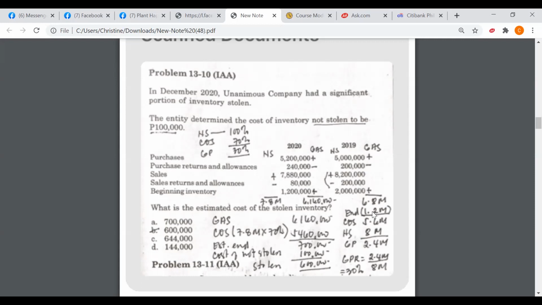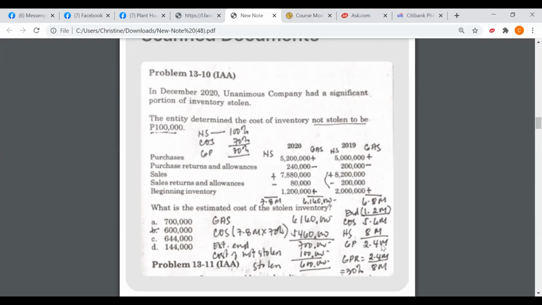Ending, where do we get this ending? Again, your ending of the first year is the beginning of the second year. So we will use the beginning of 2020 as the ending of 2019. That's why our COS is 5.6 million. 5.6 COS minus from net sales, you will get now the gross profit of 2.4 million.